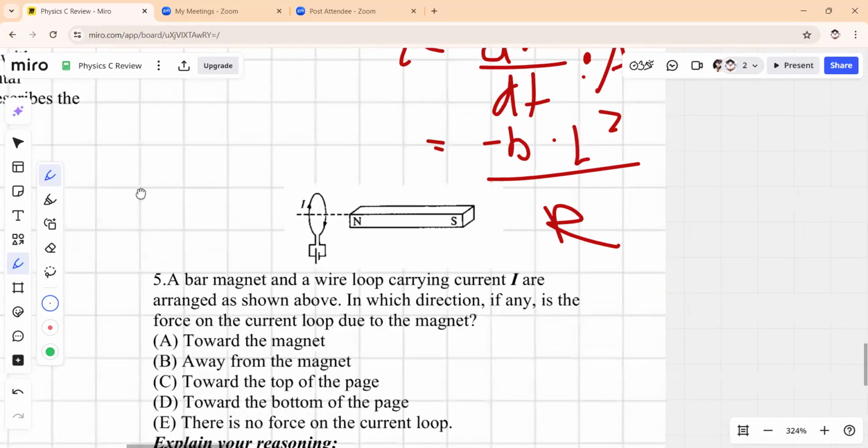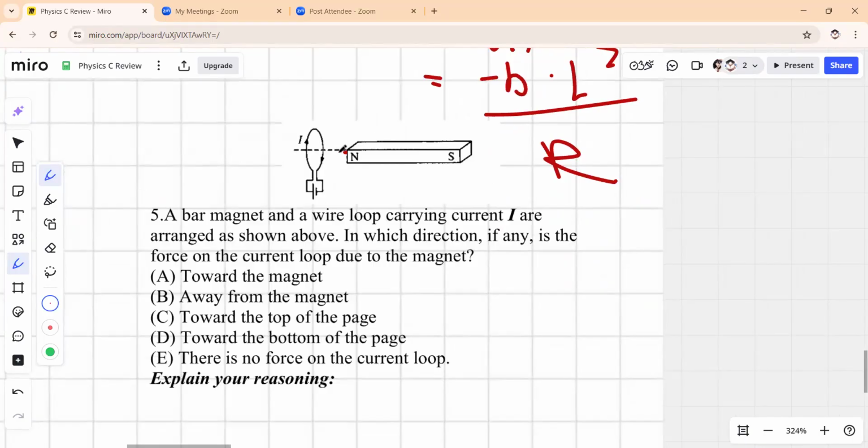Makes sense. So we're shoving the bar into the loop. Initially, the current is acting clockwise. Take your time when reading these diagrams, guys. They are confusing. So it creates a field like this, and so this is the north side, this is the south side.